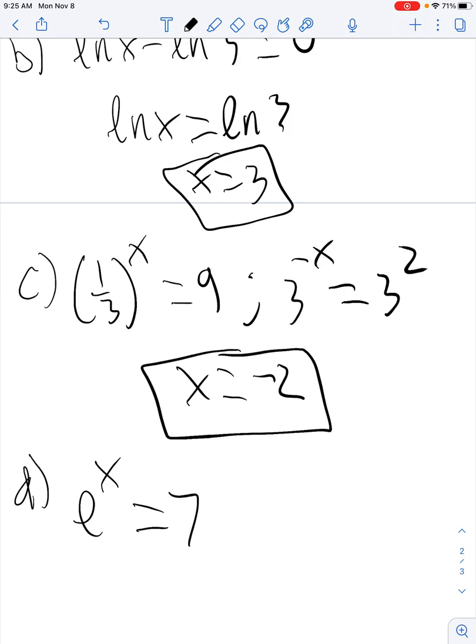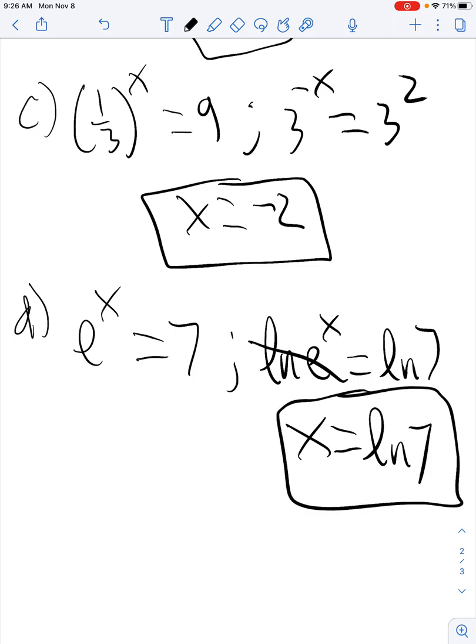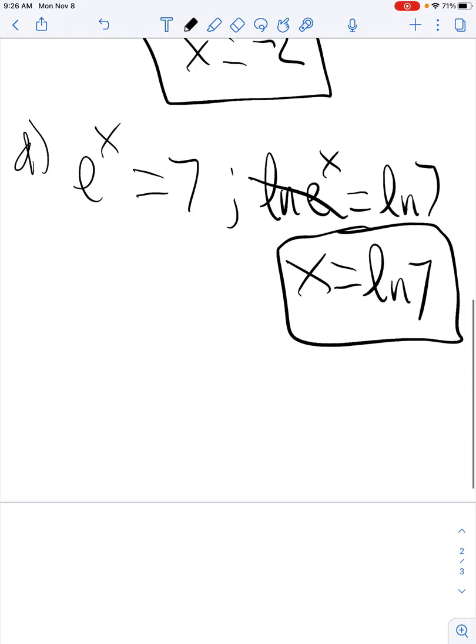e to the x equals 7. I could rewrite this as the natural log of e to the x equals the natural log of 7. Therefore, these two cancel out, so x equals the natural log of 7. Again, remember that ln and e are inverses, so they're going to cancel each other out.